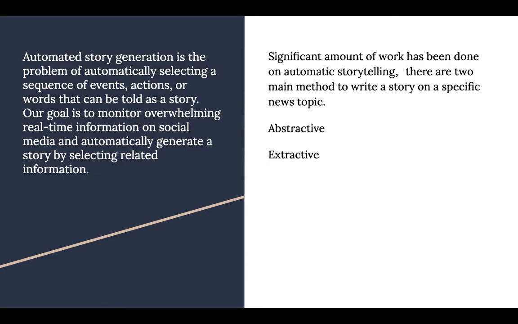There are two main methods to write a story on a specific news topic. The first one is the abstractive method. Using this method, people can generate entirely new sentences just according to the original corpus materials. The next method is the extractive method. This method can do text summarization, text extraction, topic modeling, or keyword scoring to generate a story.